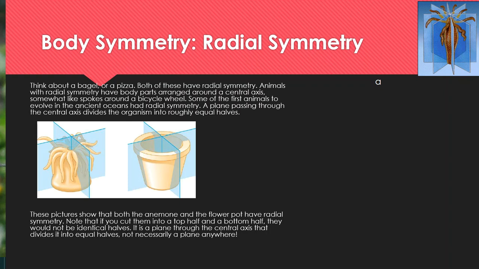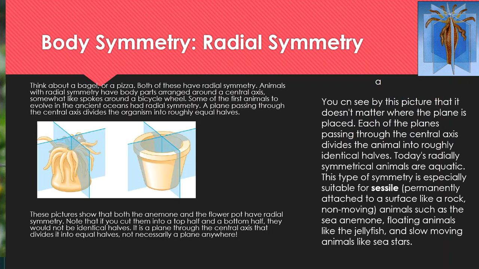A plane passing through the central axis divides the organism roughly into equal halves. These pictures show that both the anemone and a flower pot have radial symmetry. Note that if you cut them into a top half and bottom half, they would not be identical halves. It is the plane through the central axis that divides it, not necessarily a plane anywhere.